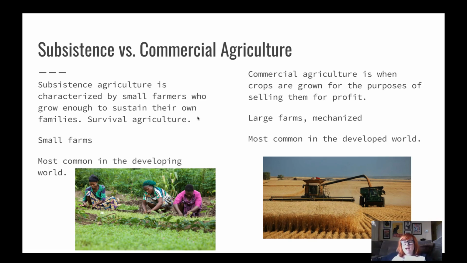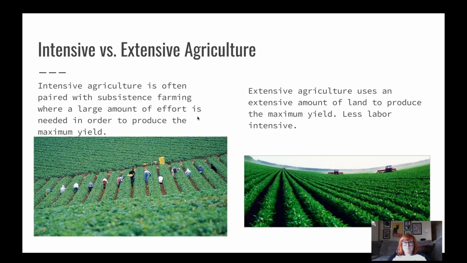Okay, commercial agriculture is when crops are grown for a profit. This is where you're going to see those really large farms, like Foster Farms for chickens. They use mechanization, lots of machines, and they're more common in the developed world. So the difference between the two, make sure you know that. Subsistence is more common in LDCs, commercial is more common in MDCs.